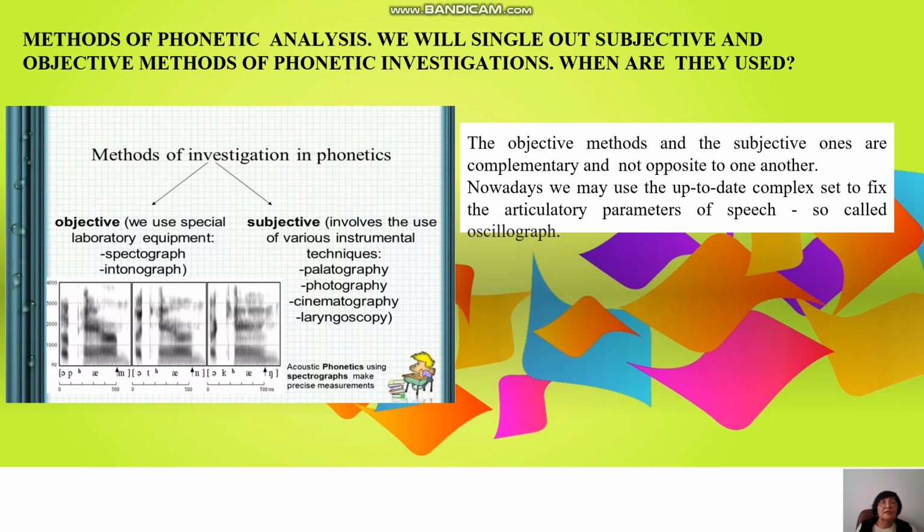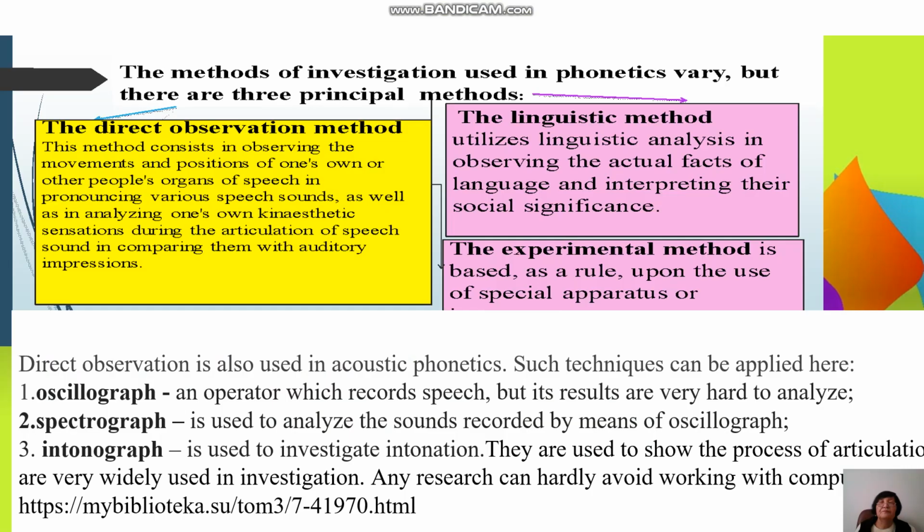Nowadays, we may use the up-to-date complex set to fix the articulatory parameters of speech, the so-called oscillograph. The methods of investigation used in phonetics vary, but there are 3 principal methods. The direct observation method consists of observing the movement and position of one's own or other people's organs of speech in pronouncing various speech sounds, as well as in analyzing one's own kinesthetic sensations during the articulation of a speech sound, comparing them with auditory impressions.